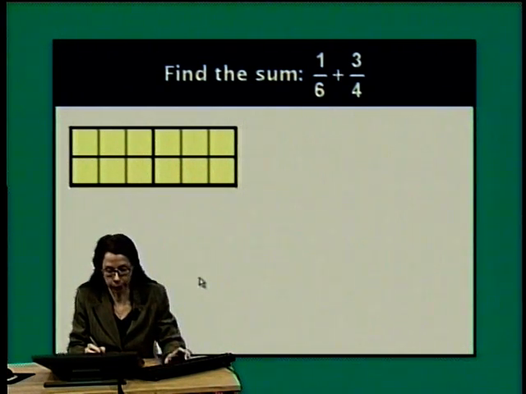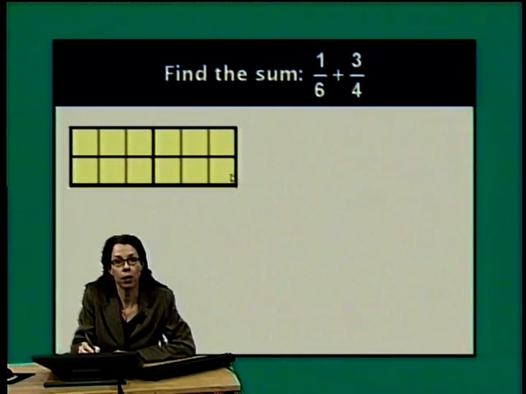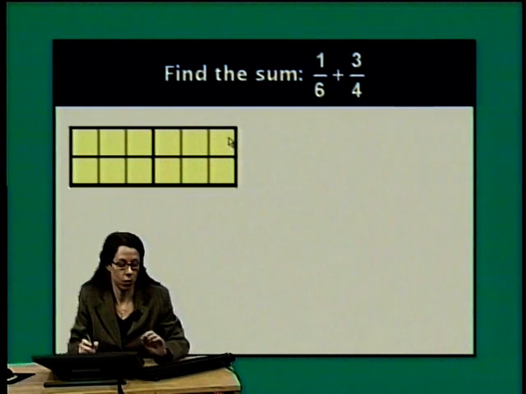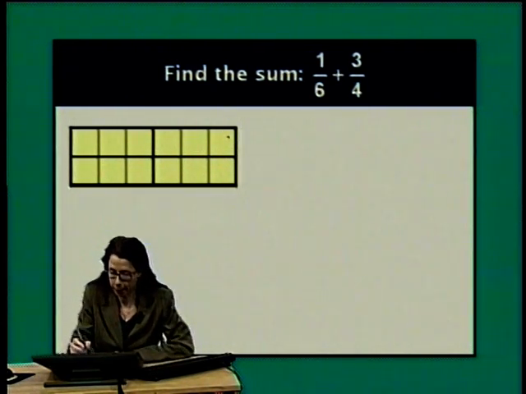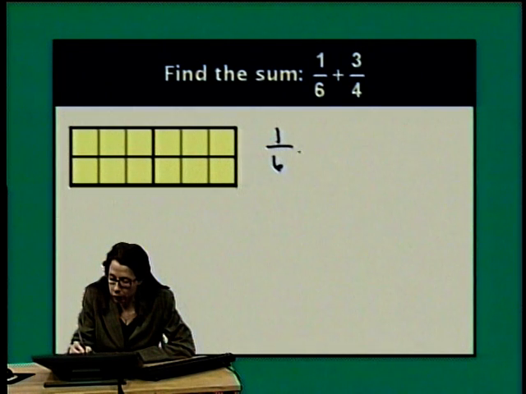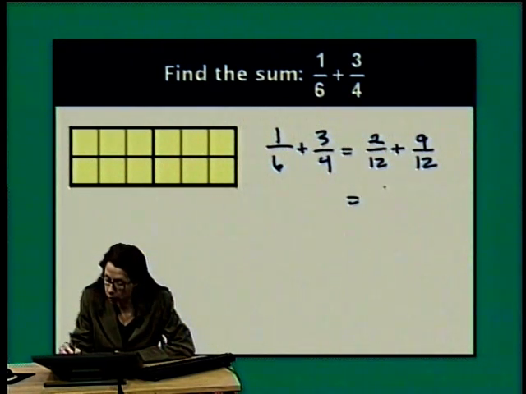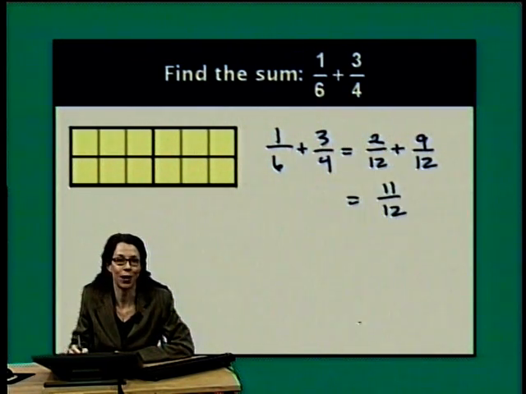So what do I have here? Well, 1/6 is 2/12. 3/4 is 3, 6, 9/12. So let's write out the sum. 1/6 plus 3/4. From looking at our fraction bar, we see that's the same as 2/12 plus 9/12. Adding the numerators, that's 11/12. Just a coincidence that we got the same answer in this problem as in the previous problem.